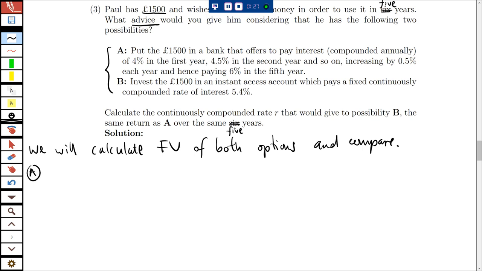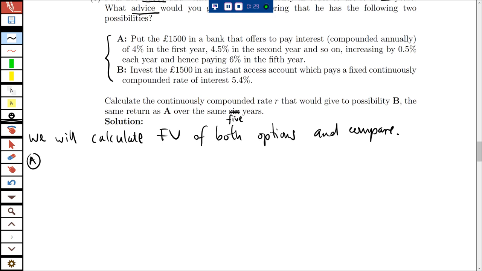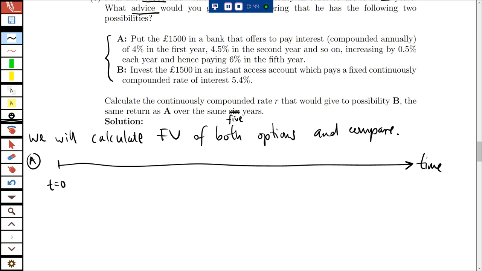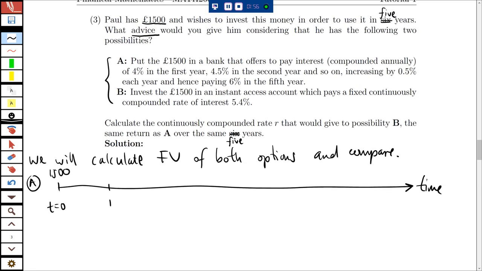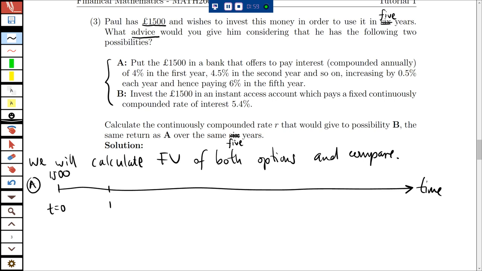Okay, let's start with A. Well, we've only got one cash flow, but we've got varying rates every year. So I think a timeline would be the best approach. So at time 0, Paul deposits 1,500 quid. And after 1 year, I don't really want to work out the values at every step. I just want to know how much after 5 years.